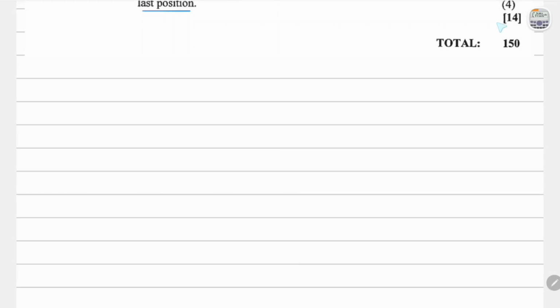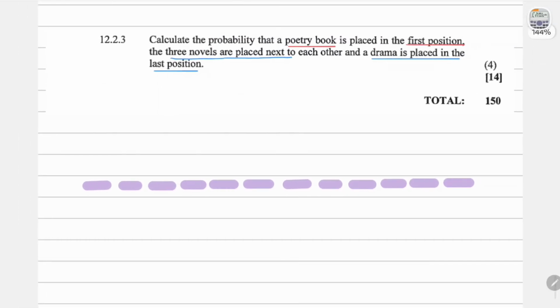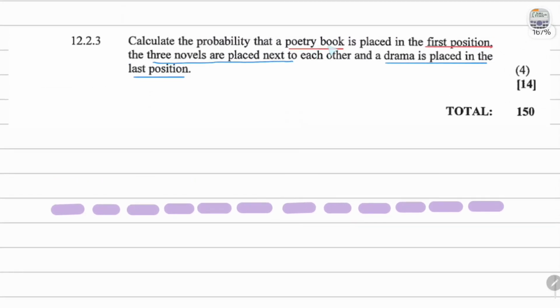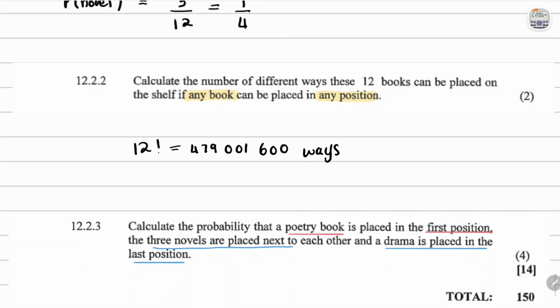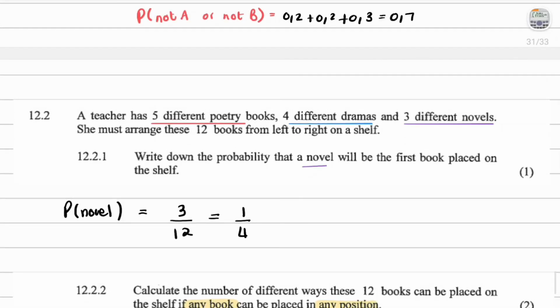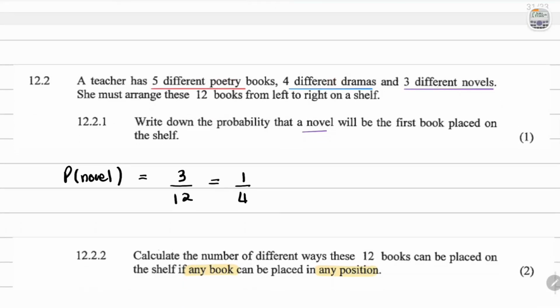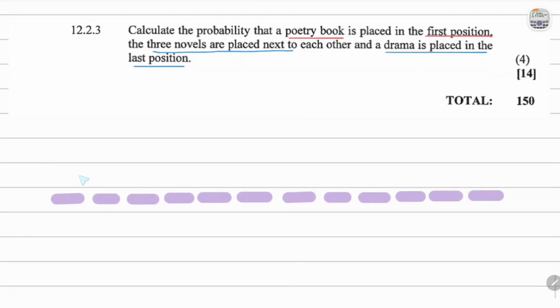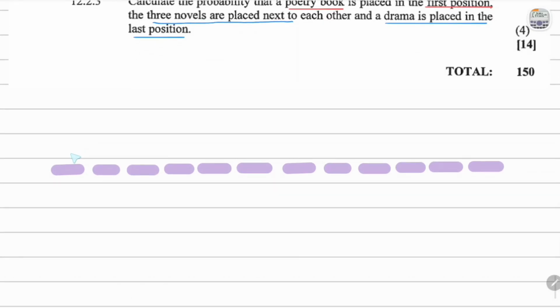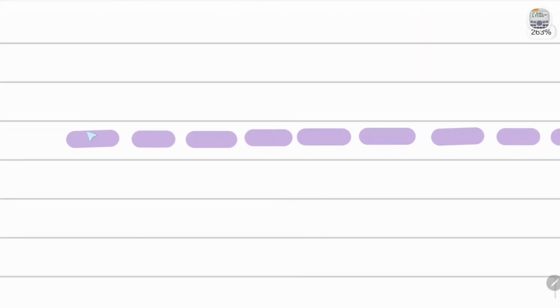So there are 12 placements or 12 spots that we have, and let me just represent that first. Okay, 12 spots on the shelf. And they say a poetry book is placed in the first position. So how many poetry books are there? They told us initially there are 5 poetry books, 4 dramas, and 3 novels. So in the first position, remember these are different poetry books. They're not the same poetry book. So poetry book 1 could be here, or 2, or 3, all the way to poetry book 5. So we have exactly 5 choices here.